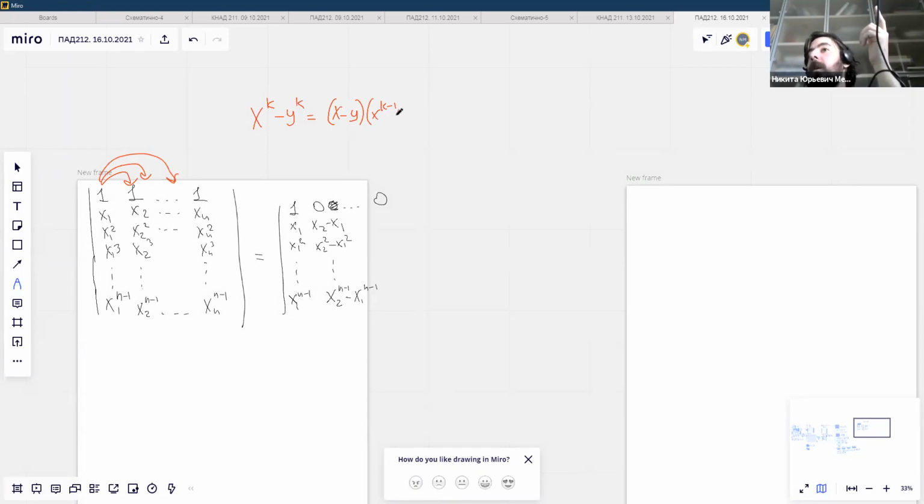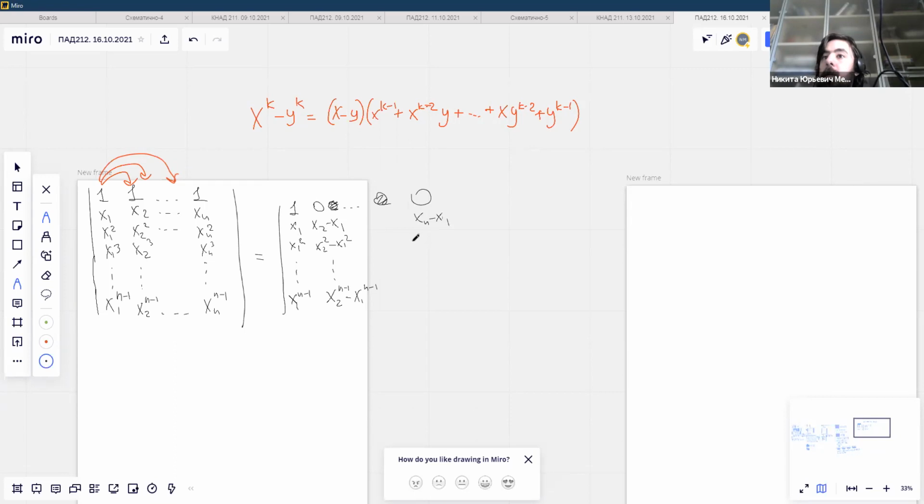Then there is the formula for the difference of k-th powers that works as follows. Like this. So in the last column, I obtain xn minus x1, xn squared minus x1 squared, until the remaining one.